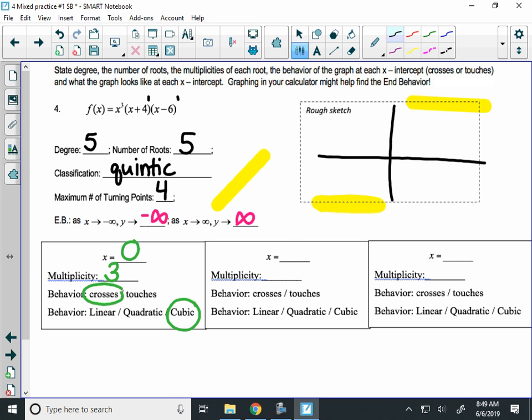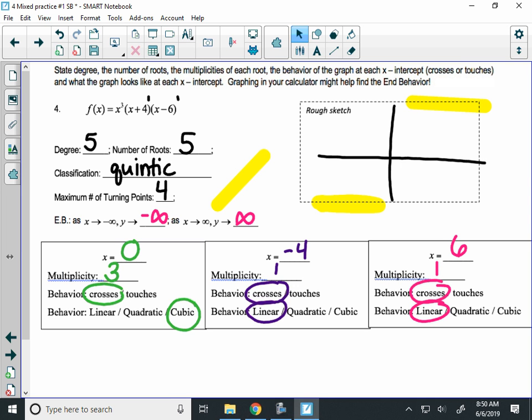The next root is the opposite of 4, which is negative 4. Its multiplicity is 1. That's also odd, so you're going to cross the axis and look linear, so it's going to cut straight through. Finally, the last root is at positive 6. Its multiplicity is 1. And just like the last root, it's going to cross and look linear.